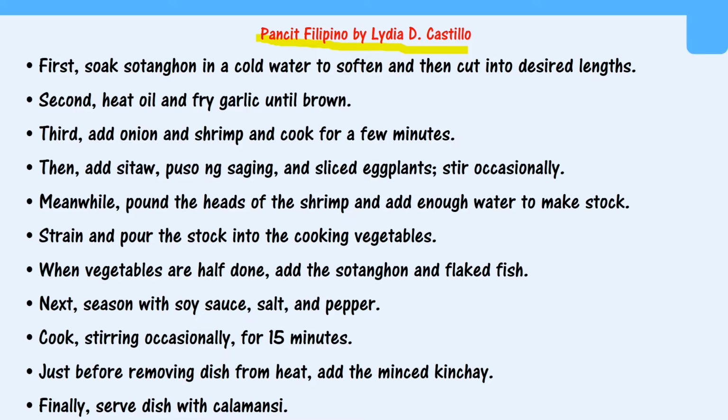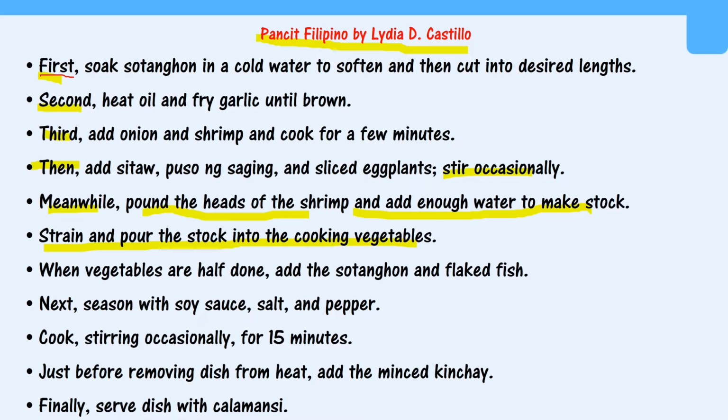Okay? First, soak sotanghon in cold water to soften, and then cut into desired length. Ano yung unang gagawin? Second, heat oil and fry garlic until brown. Third, add onion and shrimp and cook for a few minutes. Then, add sitaw, puso ng saging, and sliced eggplants. Stir occasionally. Meanwhile, pound the heads of the shrimp and add enough water to make stock. Strain and pour the stock into the cooking vegetables.